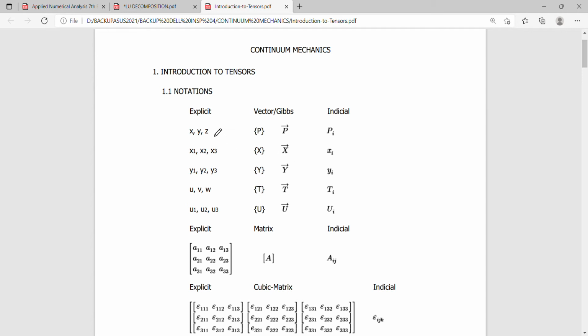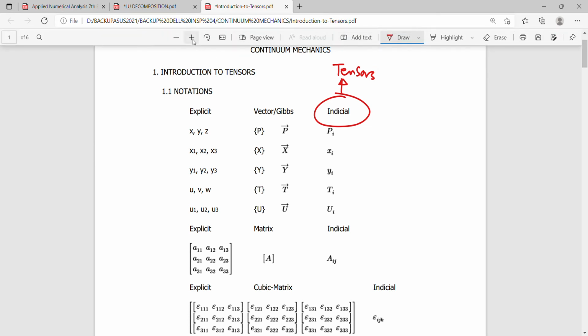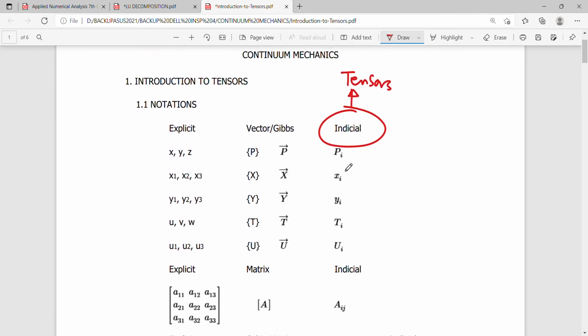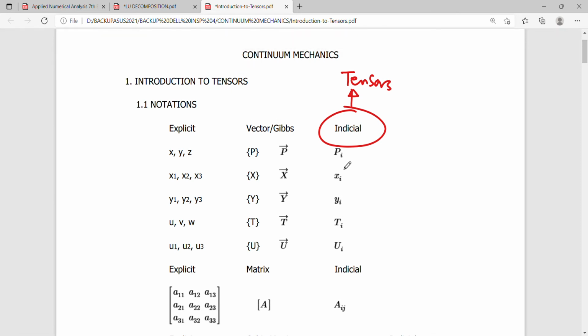So if you are going to take a look at how the explicit notations and the vector notations, including the indicial notations are, you can readily see that the purpose of tensorial notations is actually to make things more compact, since the general language or the general notation used by tensorial mechanics or continuum mechanics is the indicial notation. So when you say indicial notations, we are referring to subscripts, okay, as your index to determine the order or the rank of your tensor.